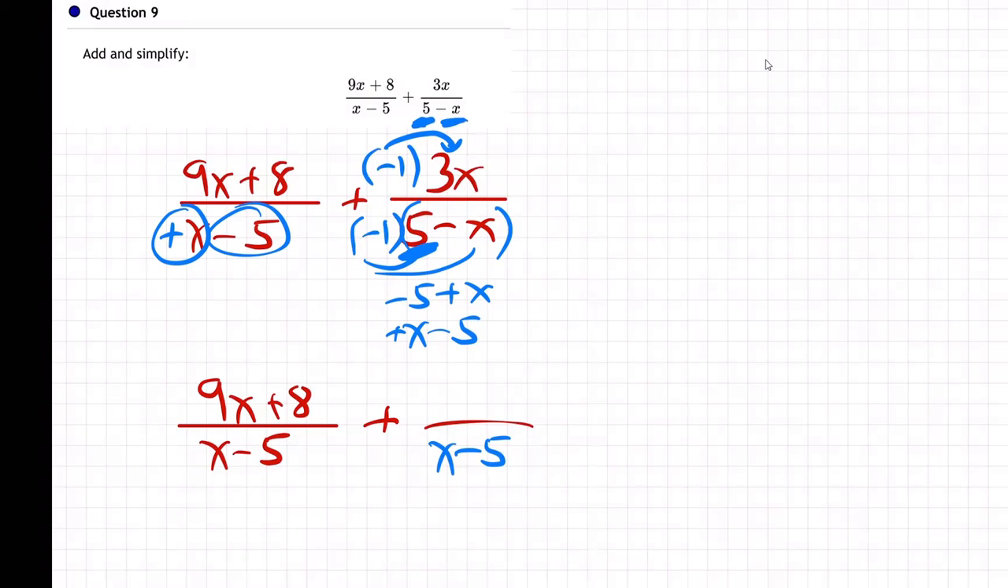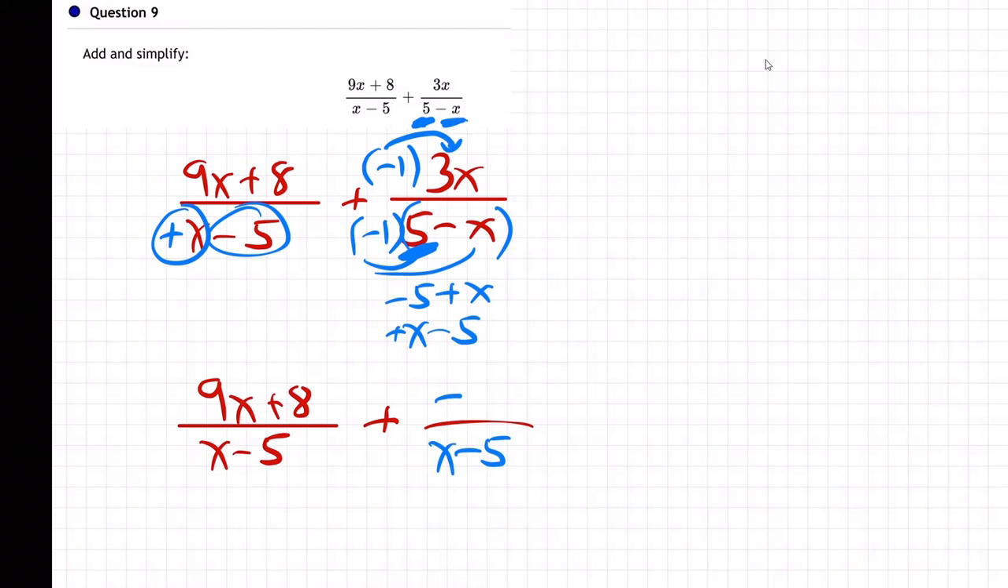So now, once you've got a common denominator, you don't need two fractions. You put them together. And so we just say 9x plus 8 minus 3x. You can just make it one fraction because they have a common denominator. And then 9x minus 3x. What's that? That's 6x. And there we go. There's our answer.